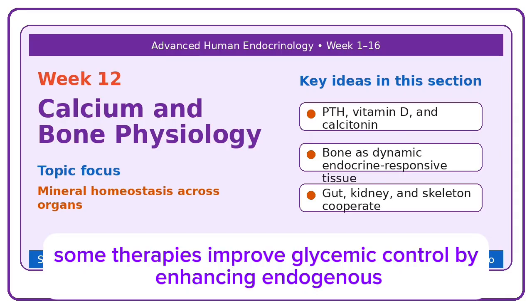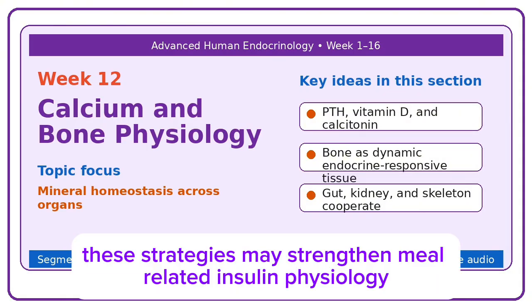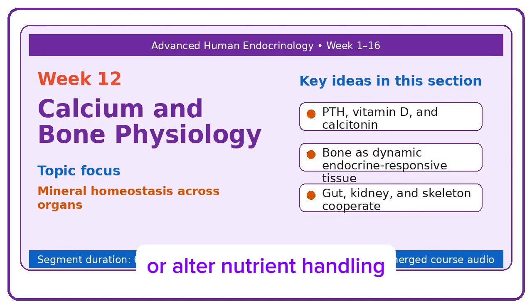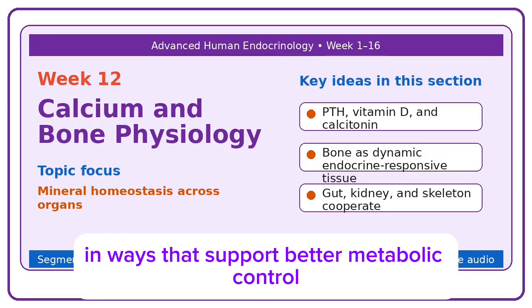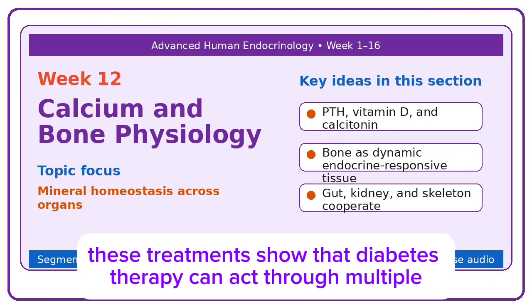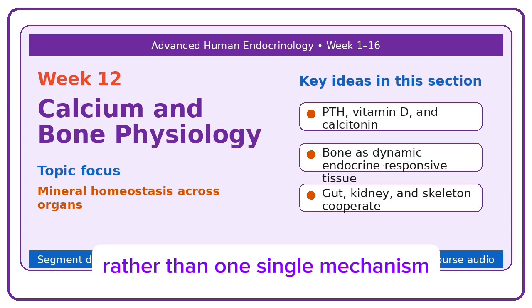5. Therapies that enhance endogenous hormone control. Some therapies improve glycemic control by enhancing endogenous pancreatic or gut-pancreatic regulatory signaling. These strategies may strengthen meal-related insulin physiology, reduce inappropriate glucagon influence, or alter nutrient handling in ways that support better metabolic control. These treatments show that diabetes therapy can act through multiple endocrine pathways rather than one single mechanism.